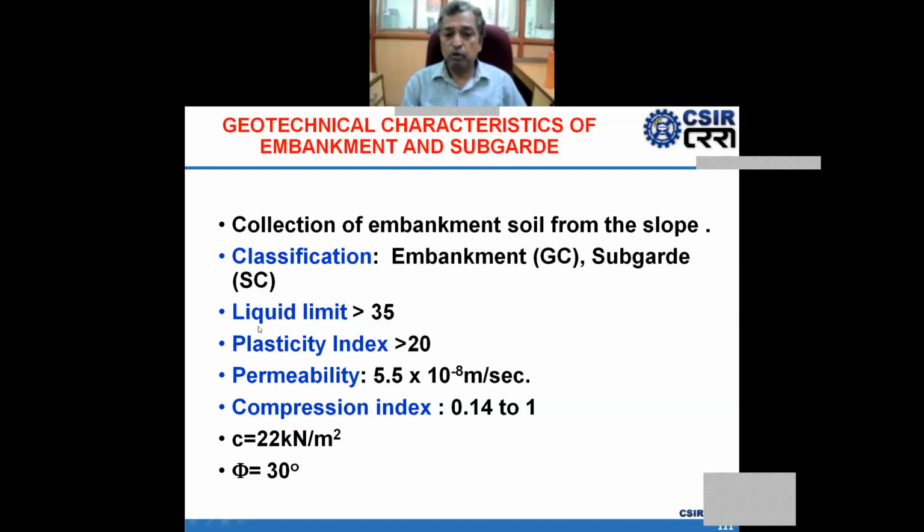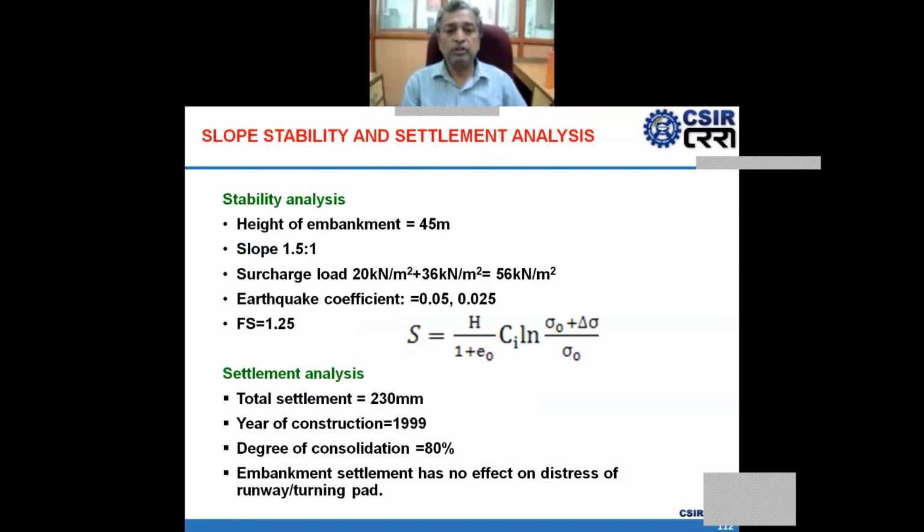The liquid limit was more than 35, the plasticity index was more than 20, and the permeability and compression index were determined. Cohesion is 22 kPa, and the angle of internal friction is 30 degrees. A stability analysis of the embankments was carried out, with an embankment height of 45 meters and a slope of 1.5 to 1, that is 1.5 horizontal to 1 vertical. Surcharge loads were applied for the embankment and pavement, along with traffic loads.